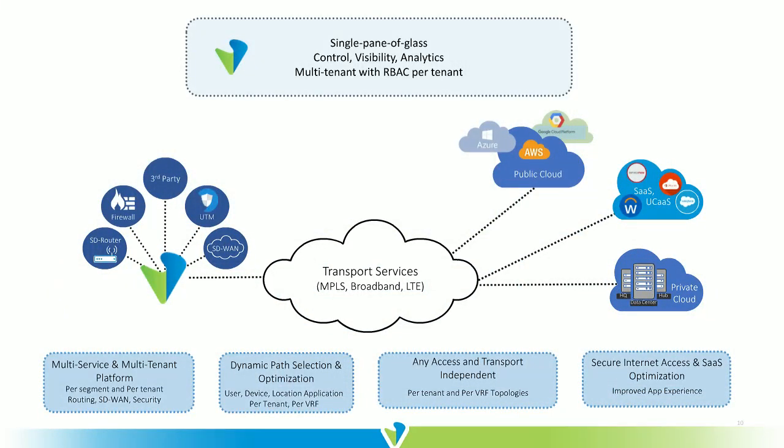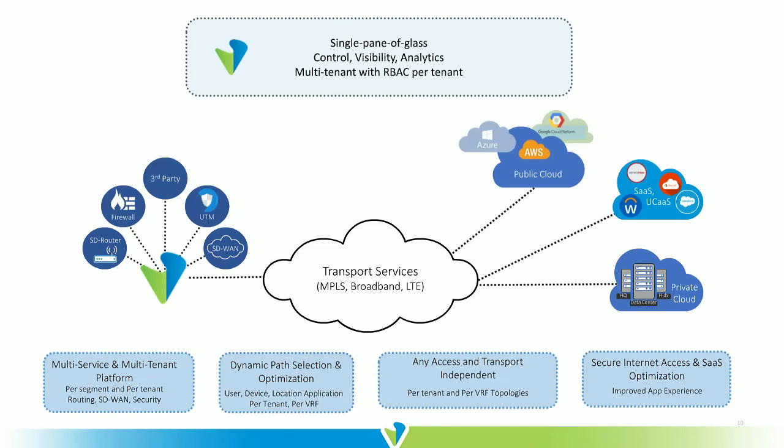So, looking at a different view and showing some of the elements from a Versa perspective. At the top, you've got a single pane of glass for control, visibility, and analytics. That's also multi-tenanted with RBAC on a per tenant basis. At the edge, you have a multi-service and multi-tenant platform that, on a per segment and per tenant basis, can provide unique routing, SD-WAN, and security services. As we move forward, looking at transport, there is dynamic path selection and optimization that's contextually based. We're looking at this from a user, device, location, as well as application perspective, and taking that criteria to drive path selection policies on a per tenant and per VRF basis.